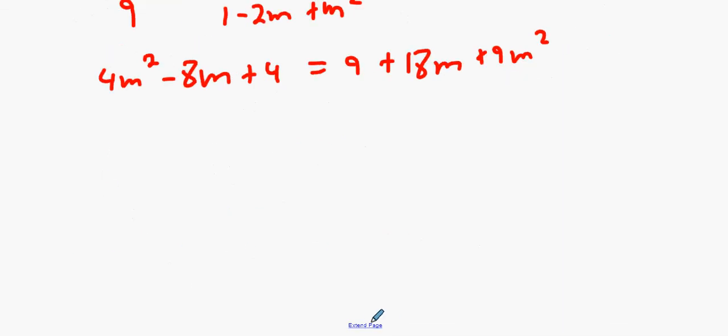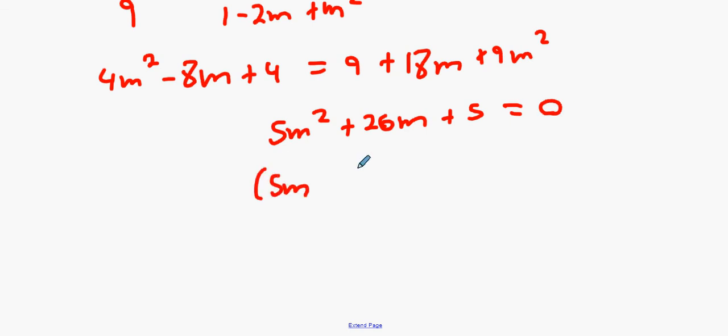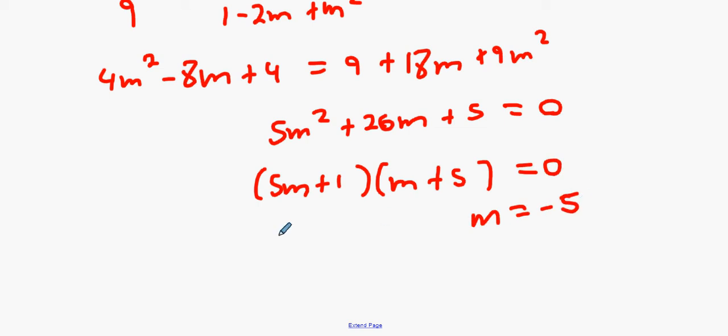Then I get 5m squared plus 26m plus 5, which is a nice one. That's 5m, that's plus 5, and that's plus 1. I'm going to get a slope of minus 5 and a slope of minus 1/5. Who got that? Alright. Once McDonald agrees with it, I'm sorted.